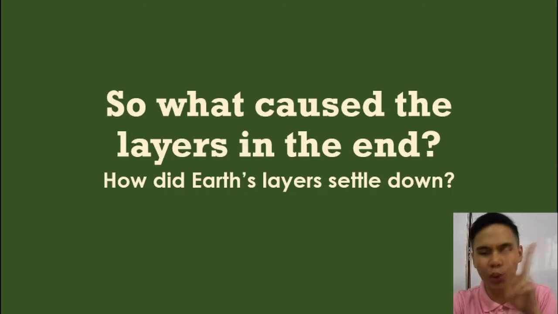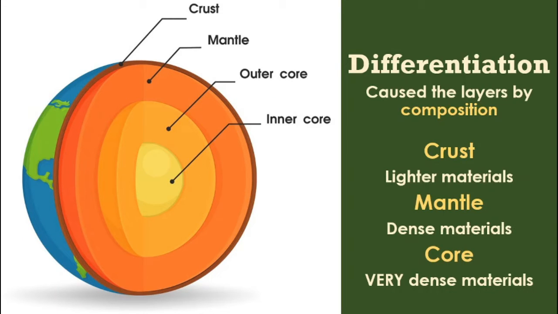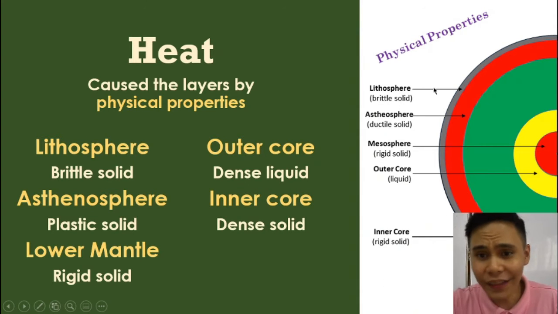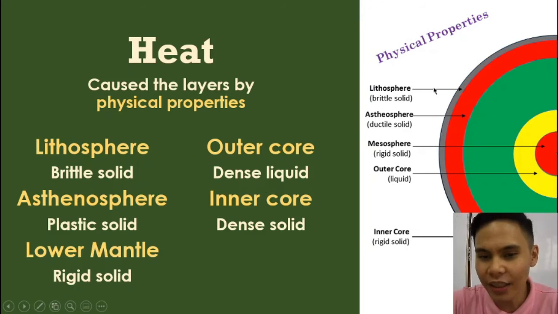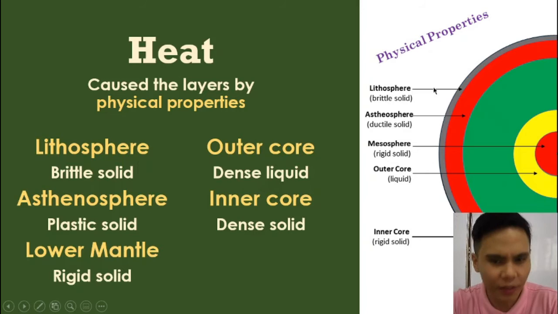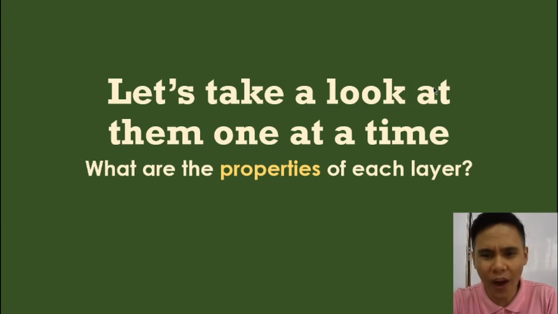It's a combination of two things. Let's just clarify that differentiation caused the layers by composition. So your crust, mantle, and core formed due to differentiation. On the other hand, heat caused the layers by physical properties. The solids are solid because there's not much heat, while the liquids are liquid because there's lots of heat and not much pressure. So let's take a look at the Earth's layers one at a time.